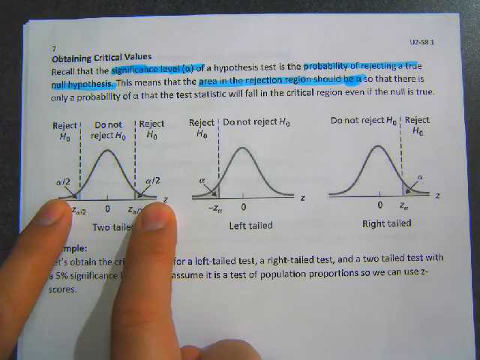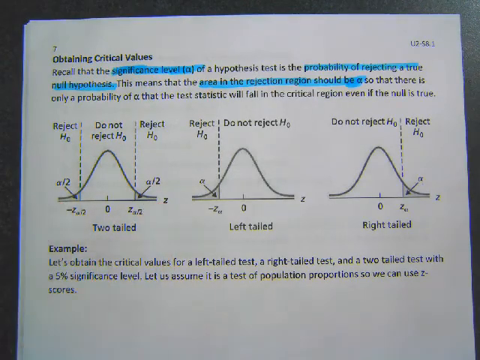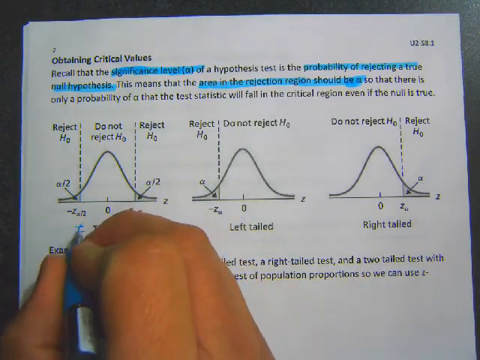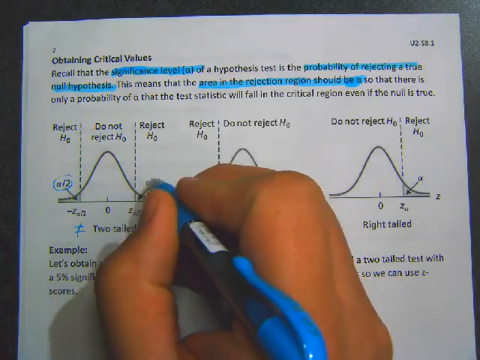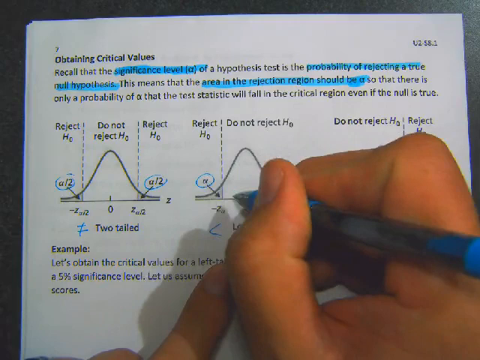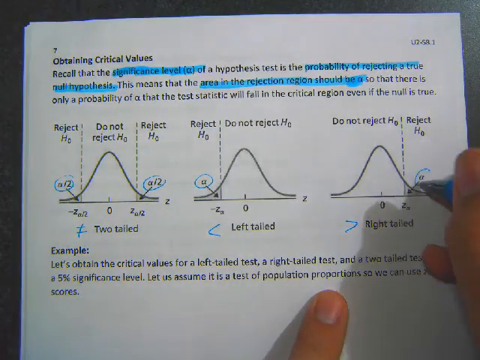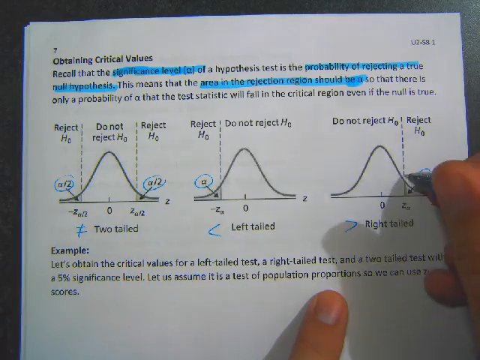That's something important when you're doing two tails, because you don't get to use alpha for all one tail. You have to split it up. So if you're doing the not equal to test, you actually have to split the alpha between the two. If you're doing a left-tailed test, so less than, then alpha is going to be the region to the left. If you're doing a greater than, a right-tailed test, then alpha is going to be the region to the right, the probability to the right.